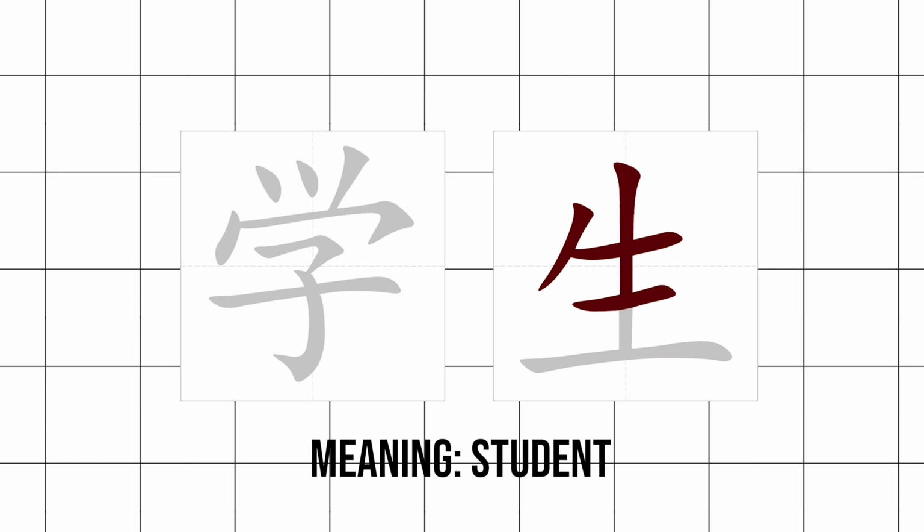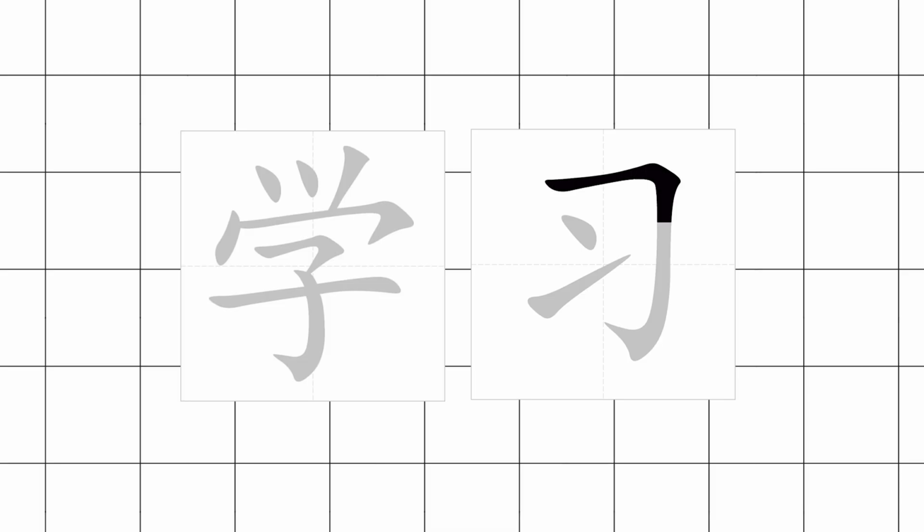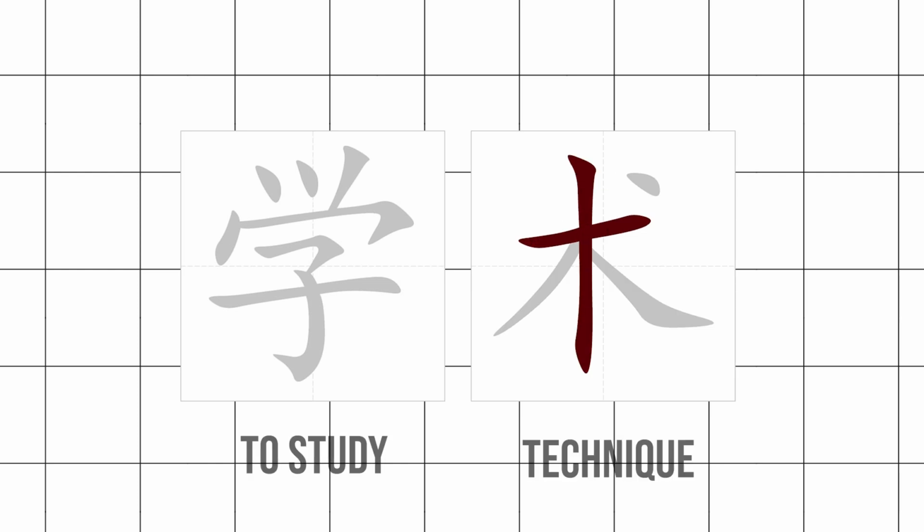学生, which means student. This word consists of 2 characters, each representing different meanings when used separately. 学 here is to learn, to study, and 生 means life, birth, student. Now let's take another example with 学. 学习. 学习 is to learn, to study. 习 in this case is to practice and to learn. Last example, 学术. 学 is still to learn, to study. 术 in this case is technique and art.